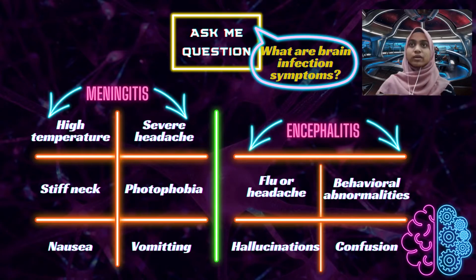However, they can cause brain damage, stroke, or even death in severe situations. Meningitis symptoms include high temperature, severe headache, stiff neck, photophobia, nausea, and vomiting.